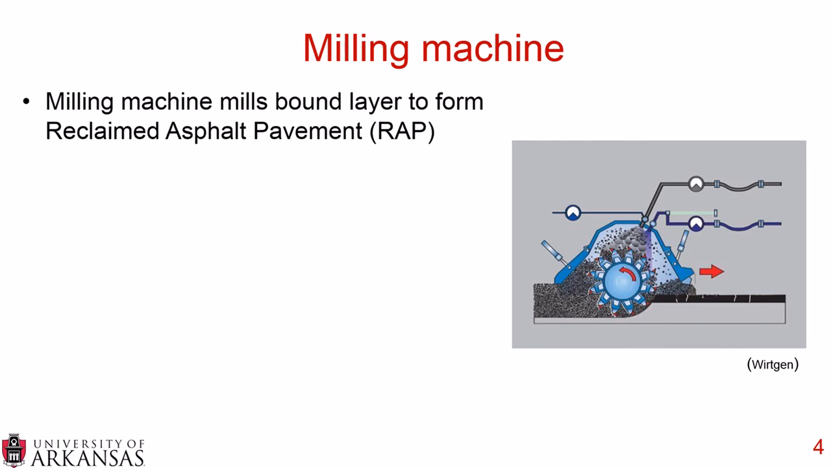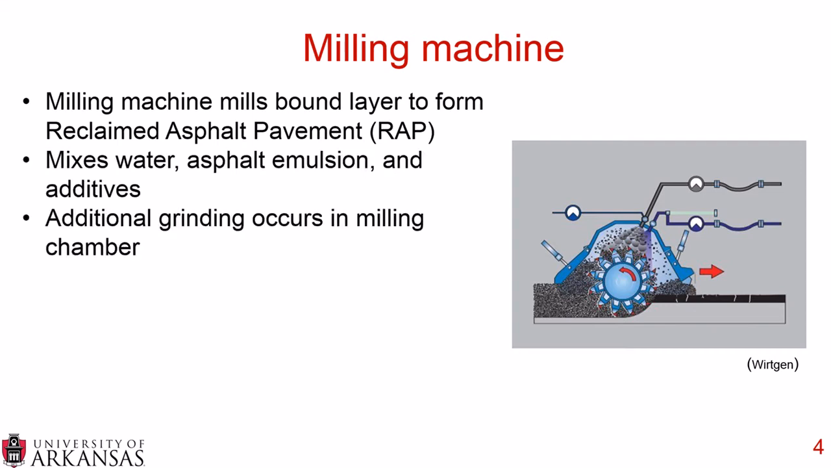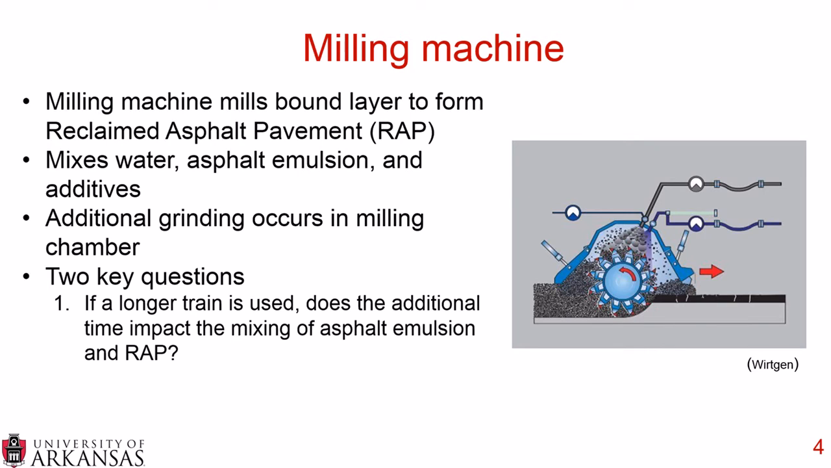For this research, of particular interest is what is happening in the milling machine itself. A milling machine for cold in place recycling mills the bound layer to form reclaimed asphalt pavement, or RAP, and it mixes the water, the stabilizing agent, which in this case is asphalt emulsion, and any sort of additives. Then there is additional grinding that occurs in the milling chamber as the milling head rotates. These processes brought up two key questions. One, if a longer train is used, does the additional time impact the mixing of the asphalt emulsion and the RAP?